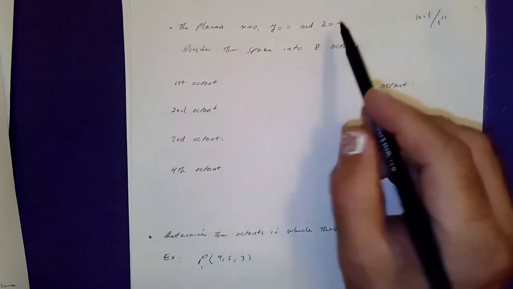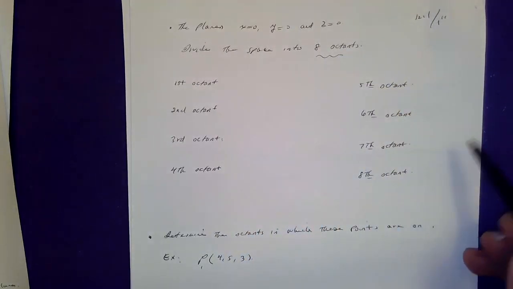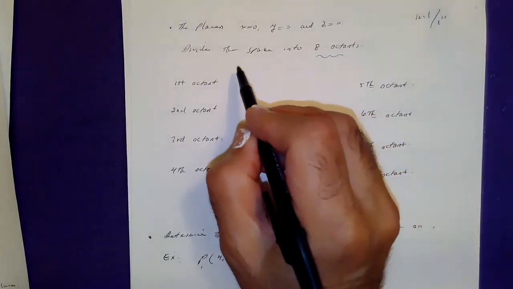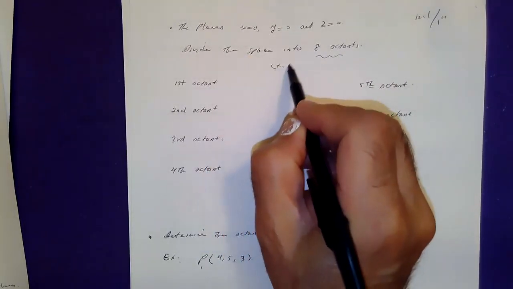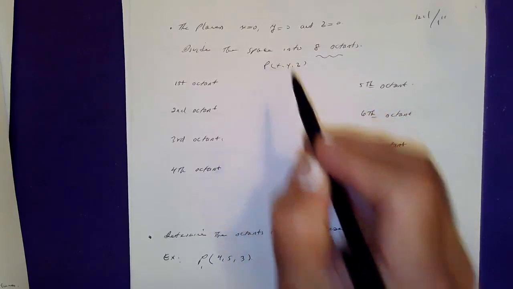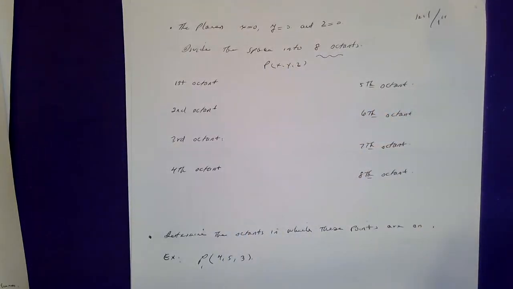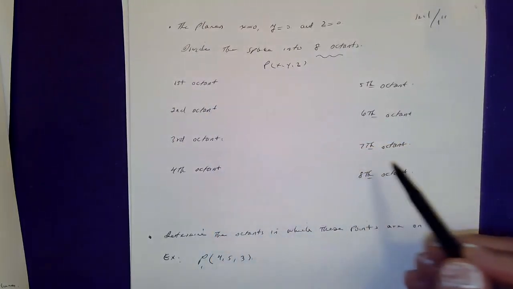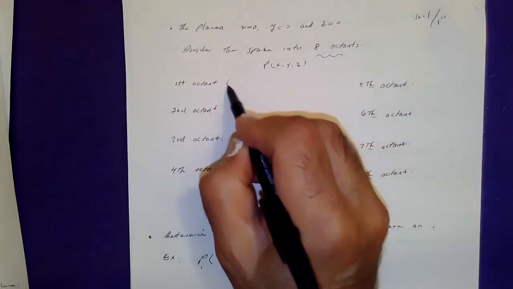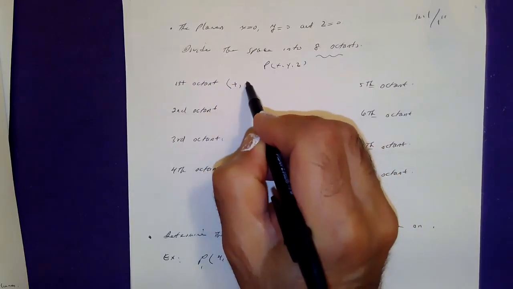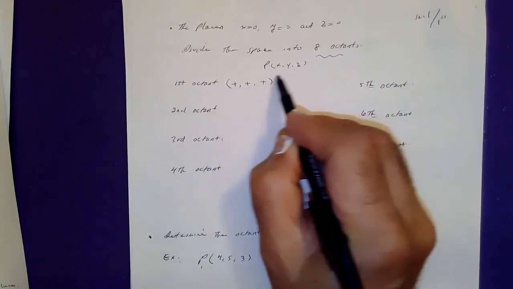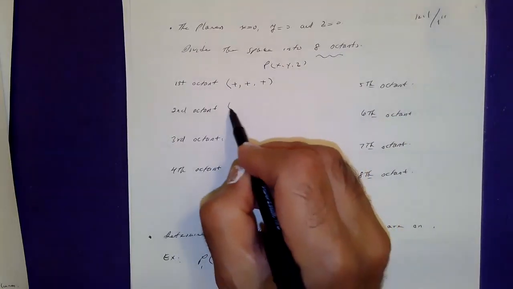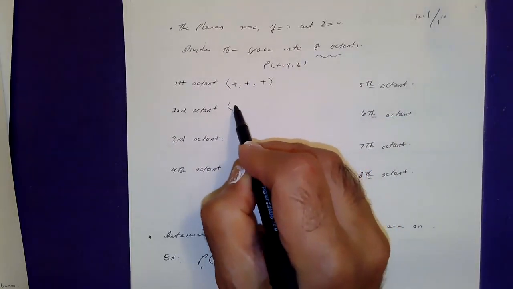They divide the space into 8 octants. So what would be the sign of each of these octants? In other words, if I have, let's say, a point x, y, z, what would be the signs of each of these components of the point in each of these octants? Well, it turns out in the first octant, all the 3 components are positive. In the second octant, what?